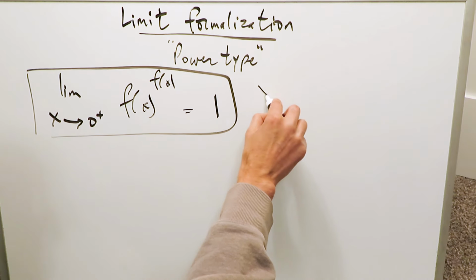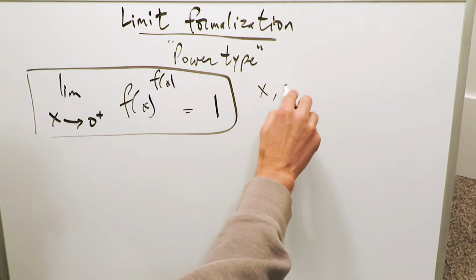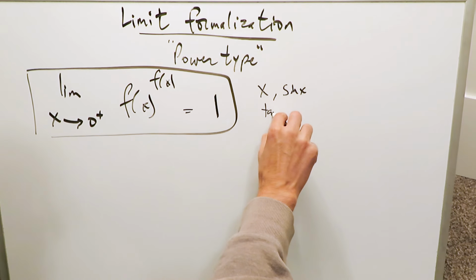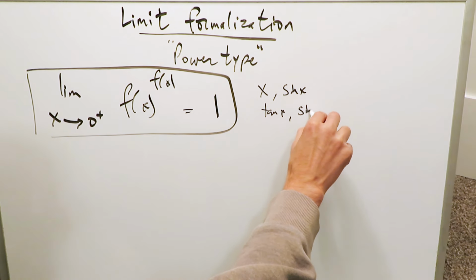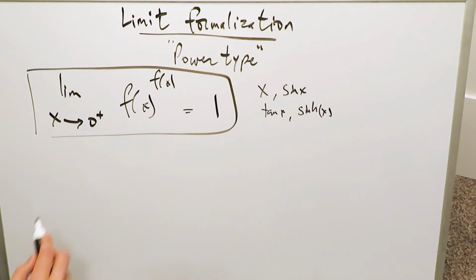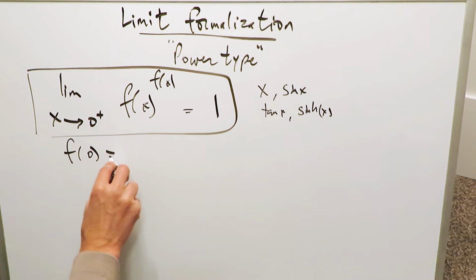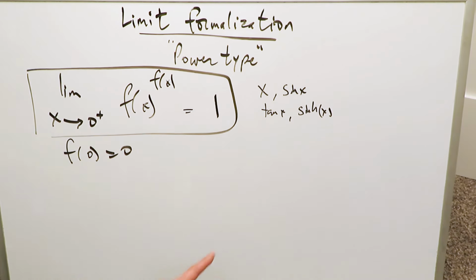A good example would be where f of x is equal to x. You can do it for sine x, you can do it for tan x, you can do it for hyperbolic sine x. What's the commonality in all of these? In all of those functions, f of 0 is always equal to 0. Put 0 in place of x, and your output is always 0 for any of these functions. And this is what you're looking at.